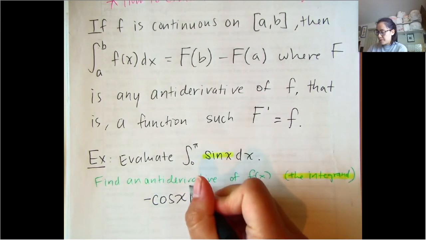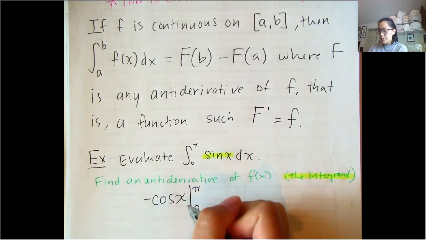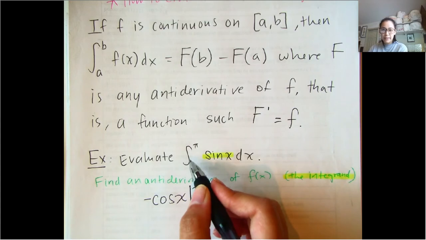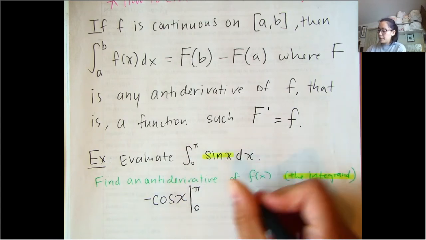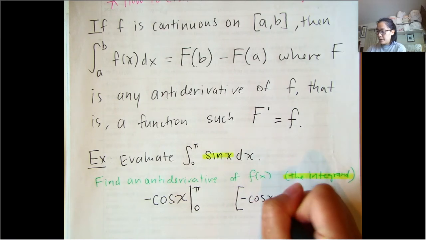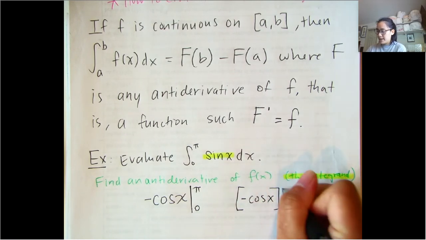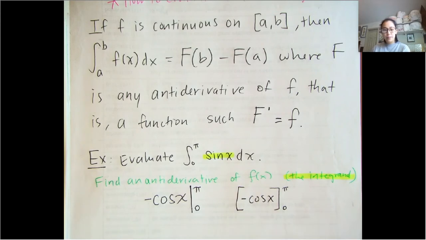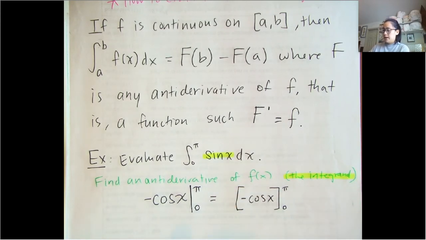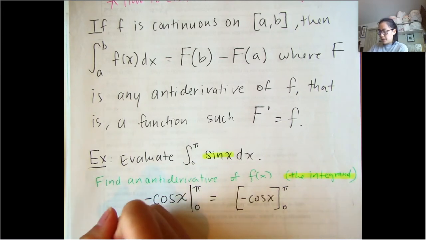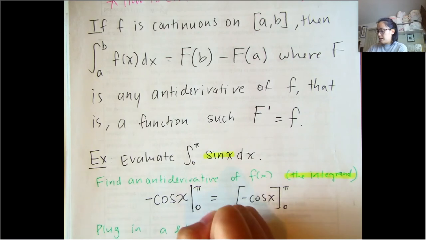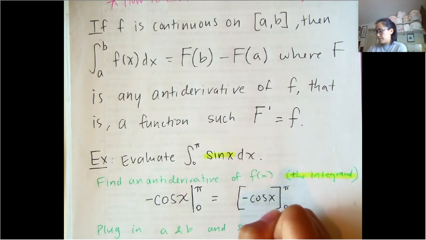Okay, so this is how we write the notation for when you've already found the antiderivative. So once you've found the antiderivative, you do not want to write the integral sign anymore. You can also write it as a bracket. So you can write negative cosine of x in the bracket, and then you write 0 to pi like this right here. Okay, so those are the two possible notations. They're the same thing. And then our next step is just plug in a and b and subtract.